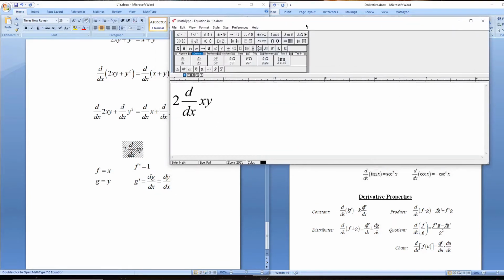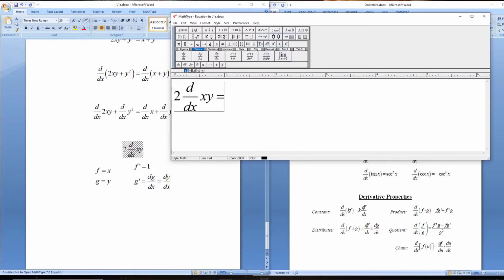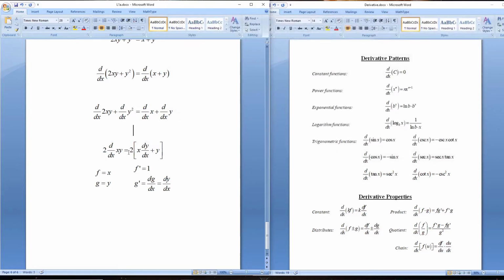And so if we look at our product rule here then, we're going to have a 2 times everything, whatever we get here. So I'll just put a big bracket there. And looking at the product rule, we're going to have f, which is x. We're going to have g prime, which is dy/dx, plus f prime, which is 1, times g, which is y. And that's our derivative for that piece.